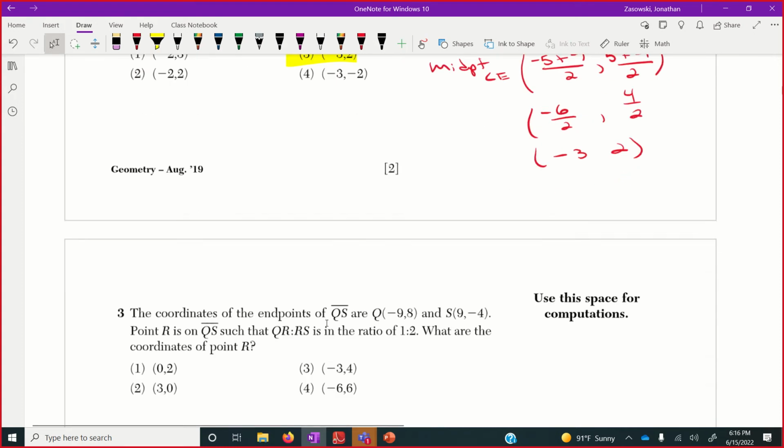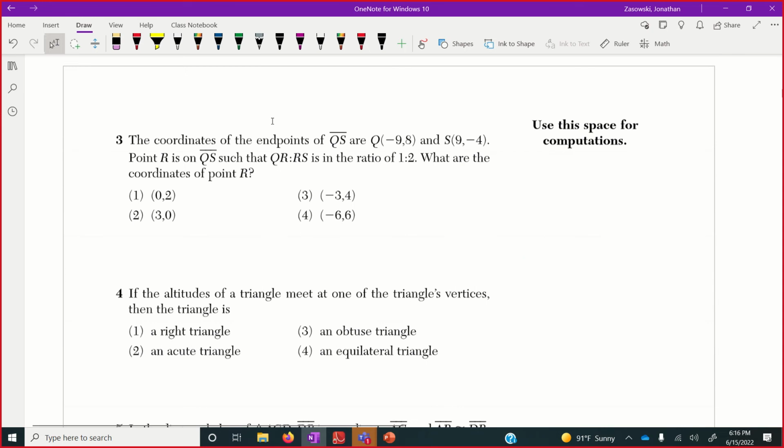All right. Question number 3. We have ourselves a directed line segment question. So the coordinates of endpoints Q and S are given. Point R is somewhere on the line, so the ratio of the line from QR to RS is 2 to 1. So remember, we talked about doing that little tape diagram. There's one part on this side of the line and 2 parts on this side. So that means we're doing a ratio of 1 to 3 total parts, so we're 1/3 of the way up.